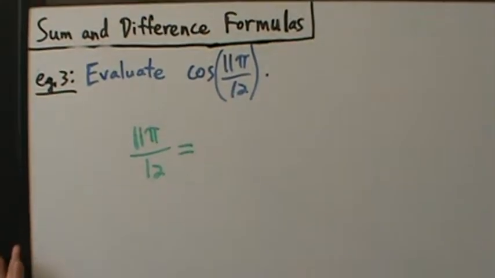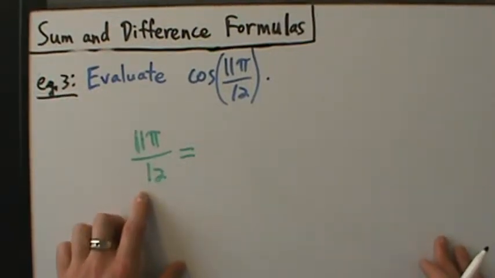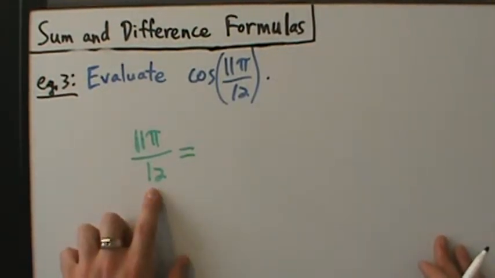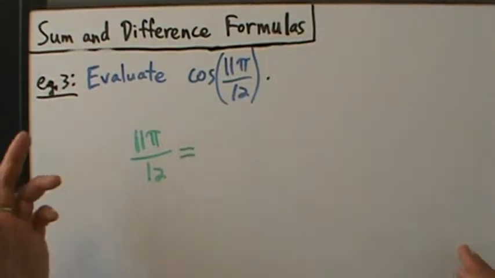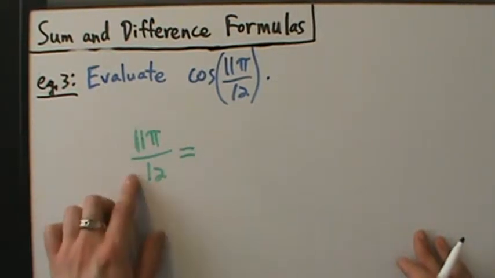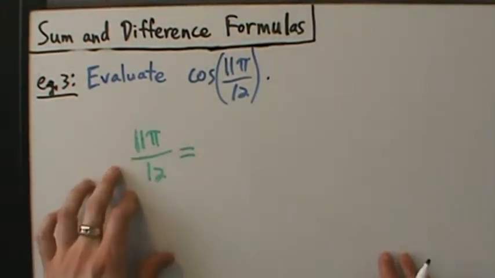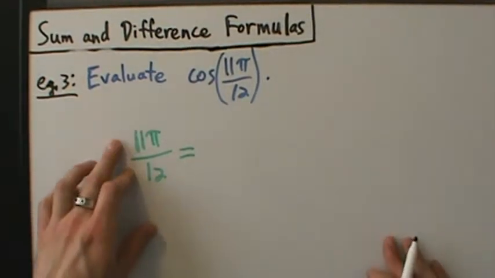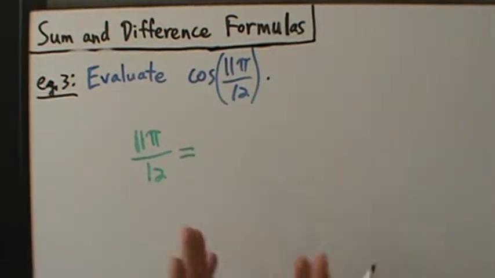You can really just do trial and error. Angles over 12 are not really special on the unit circle. So I'm going to probably want to break this up into a sum of two things, or a difference, but a sum will be easier, because 11 pi over 12 is large enough so that we can try sums. Now, if it were just pi over 12, that'd be different. But 11 pi over 12 is large enough that we can try sums of two positive things.